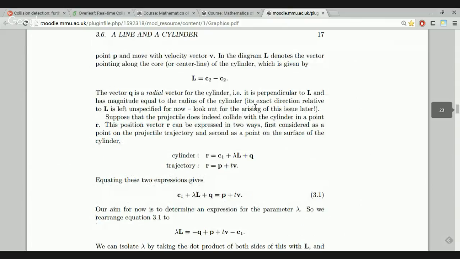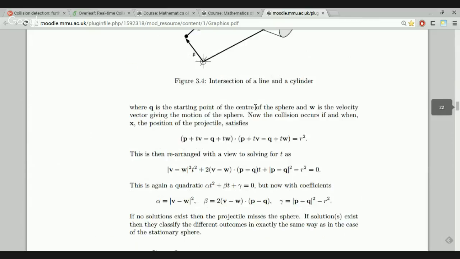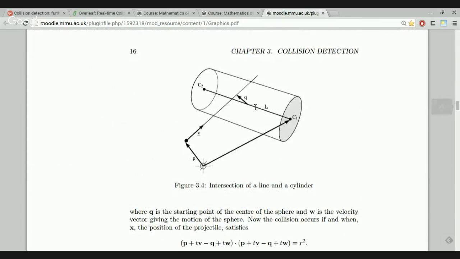This is good just to clarify the role of these things. When we set up the vector equation for the cylinder, this was R equals C1 plus lambda times L plus Q. Now what's going on there? This is supposed to be an equation for a position vector R of a point on the curved surface of the cylinder. It gets you from the origin to a point on the curved surface of the cylinder in 3 steps. You first go along C1, you then go a certain distance, lambda, along L, and then you go along Q.